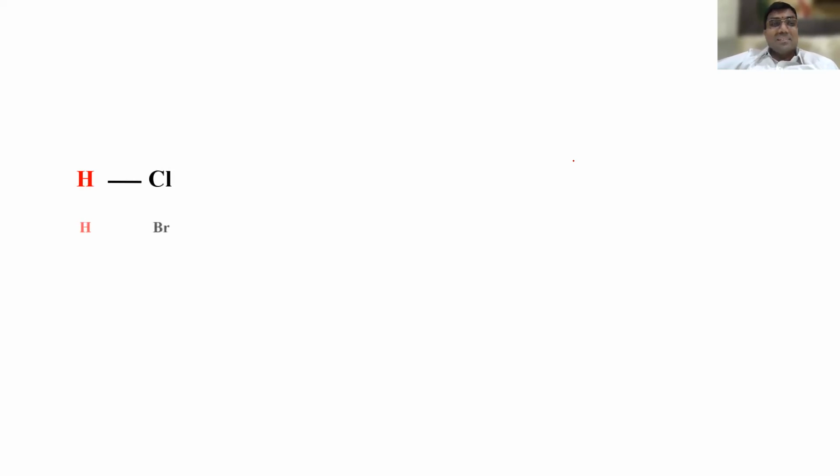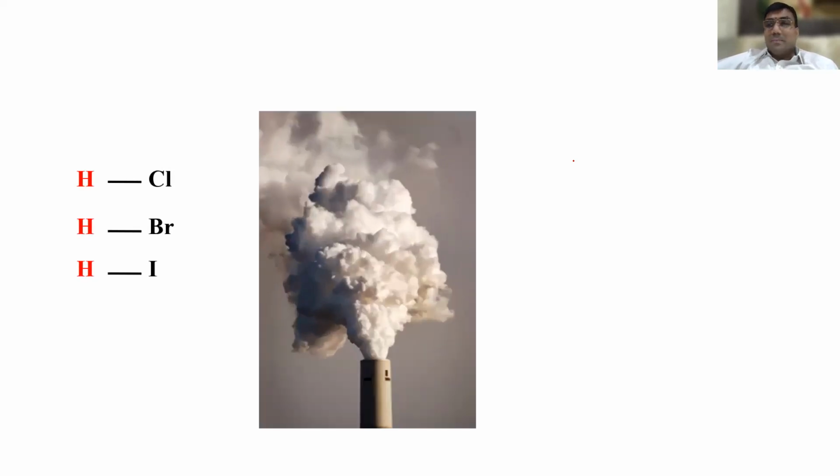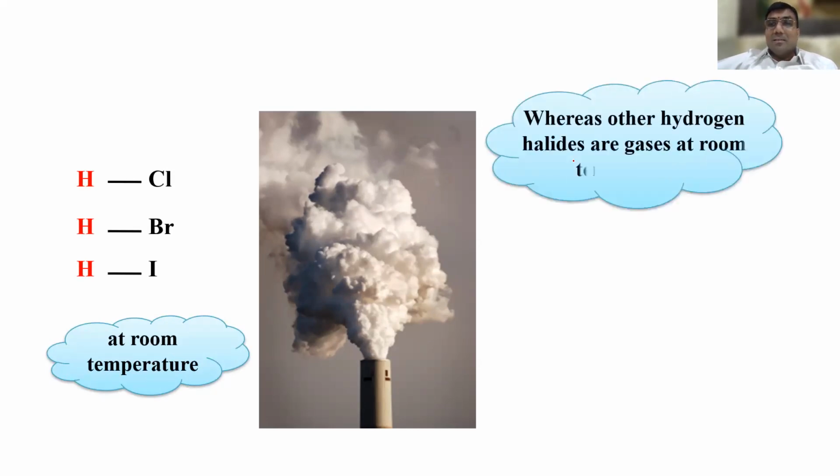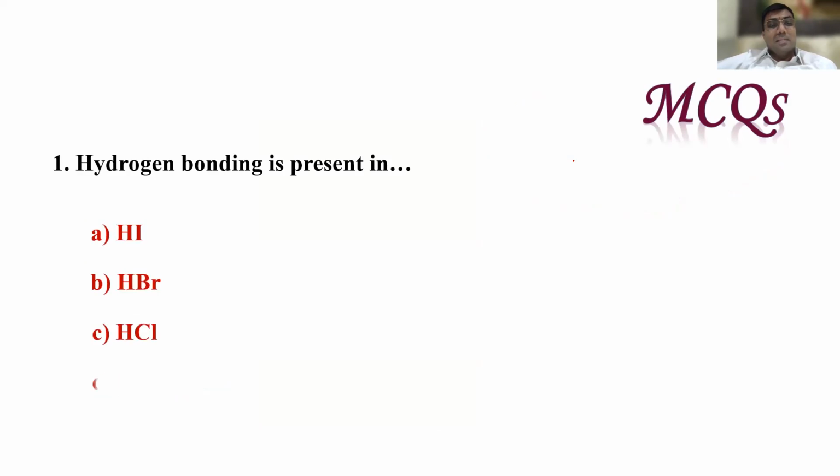Try to understand, this is very important chemistry. Among all these, HCl, HBr, HI are gases; HF alone is a liquid at room temperature. Other hydrohalides are gases at room temperature. That's why I'm presenting it in a pictorial format. Now, hydrogen bonding is present in which? HF, simple. Good.